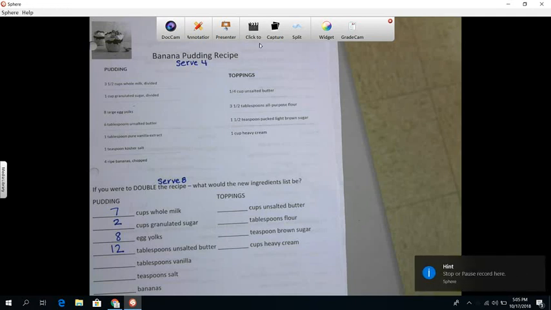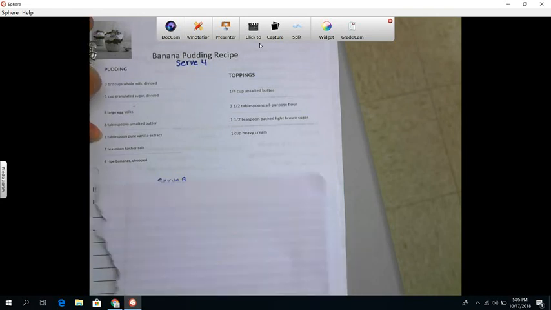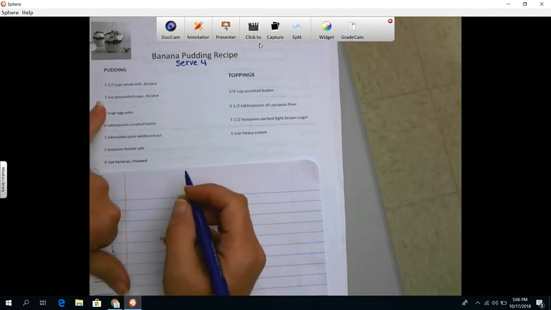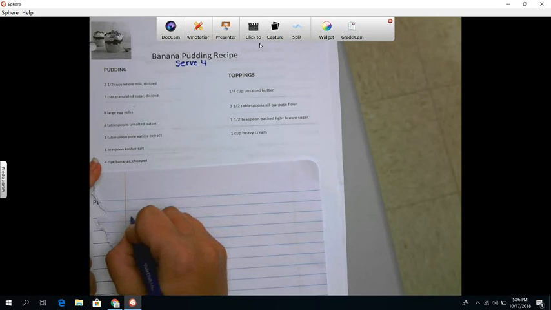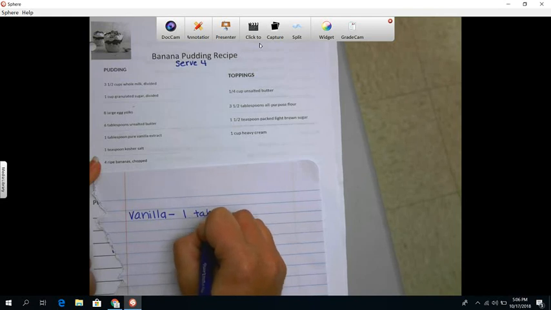Okay, so right here we are ready to continue with vanilla. On our recipe, we need 1 tablespoon of pure vanilla extract. That takes us back to our sugar, because we also had 1 cup of sugar. Well, we still need 1 teaspoon of vanilla. So we're going to label this vanilla. We need 1 teaspoon of vanilla.